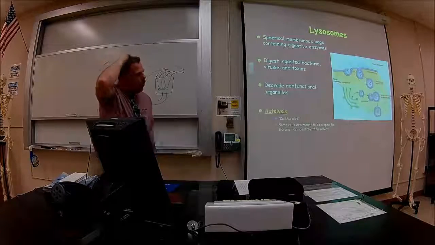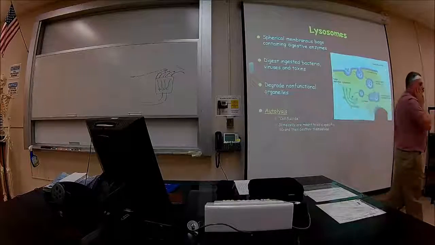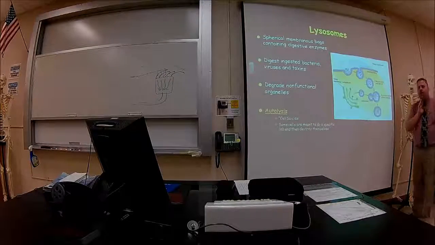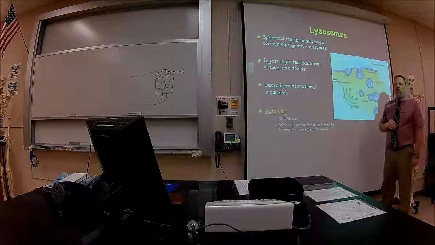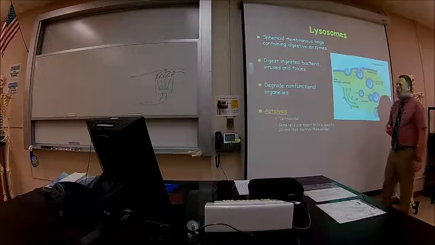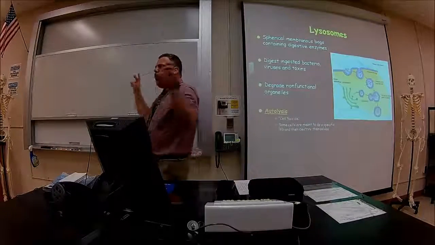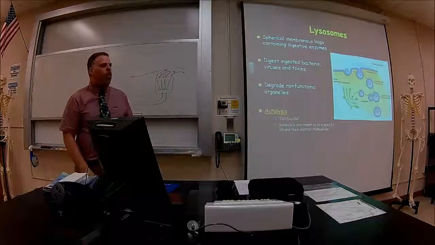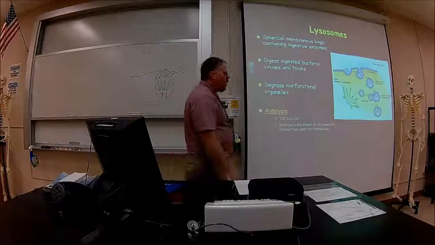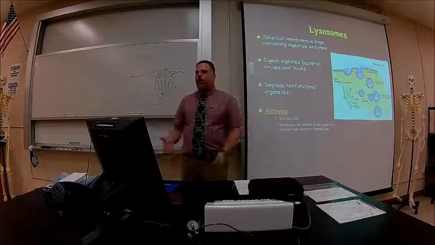Lysosomes. Again, these are going to have digestive enzymes and are going to release them should a bacteria come inside the cell and kill them. If the cell is getting too old, it'll do a quote-unquote cell suicide, or autolysis. And it's going to release its digestive enzymes and just break down its own cell.